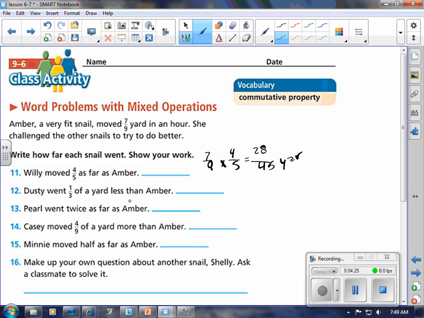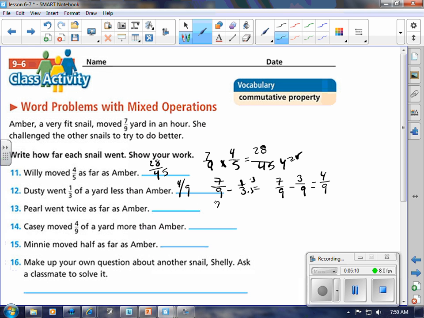Dusty went 1/3 of a yard less than Amber. Amber's up here, 7/9. This time it says less, so we're going to subtract: 7/9 minus 1/3. We have to find a common denominator. Multiply this by 3 and this by 3. I get 7/9 minus 3/9, which is 4/9. So up here we've got 28/45, and here we've got 4/9.